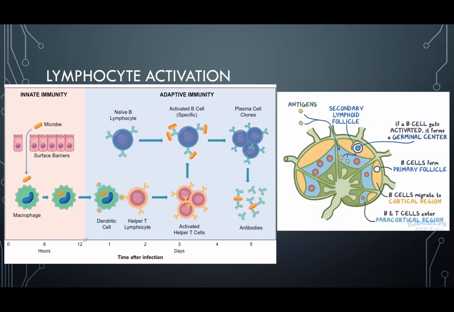Here we can see an image of a lymph node. B cells, once activated, form a germinal center, and then B cells form the primary follicles. B cells migrate to the cortical regions, and B and T cells enter the paracortical regions.